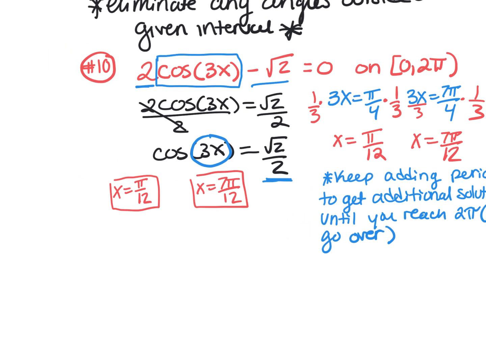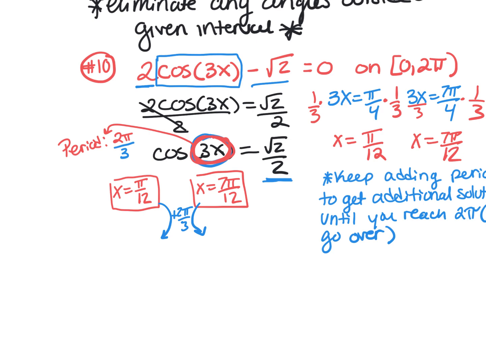Remember, if there's a period change, it's when there are some numbers in this trig function with the x. So remember, our period is always 2 pi divided by b. b is that number that's being multiplied by x. So in this case, it's 3. So 2 pi over 3 is our period. So we're going to add 2 pi over 3 to both of our solutions here.